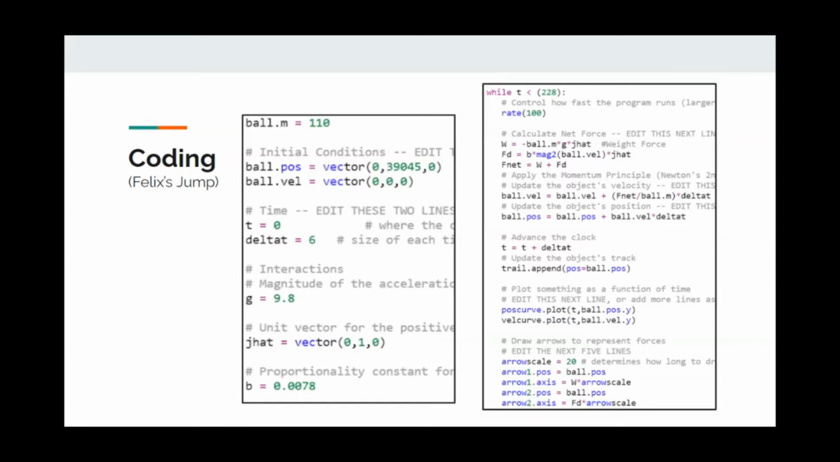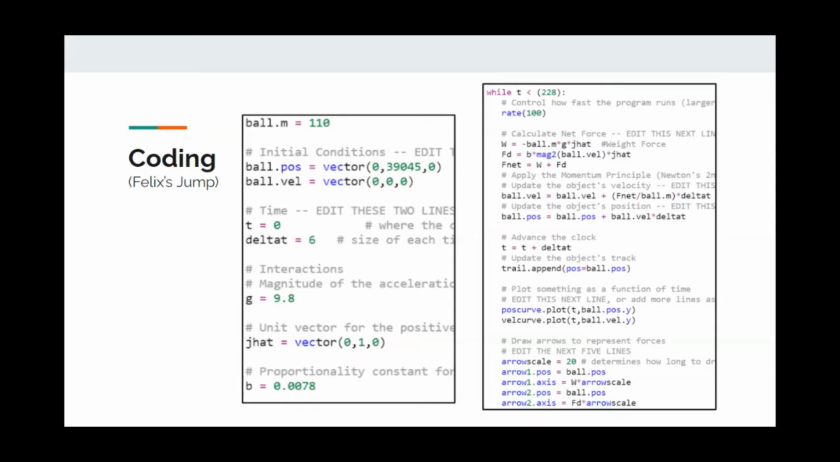In GlowScript, I created two computational models which follow the same code with few changes, where one represents Felix's fall and one represents the basketball's fall. For the code of Felix, we set the mass to 110, the ball's position to 0, 39,045 meters, 0, the change in time to 6 seconds, obviously the g constant to 9.8, the j hat vector to 0, 1, 0, and the proportionality constant for drag to 0.0078. We made the while loop last until 228 seconds.